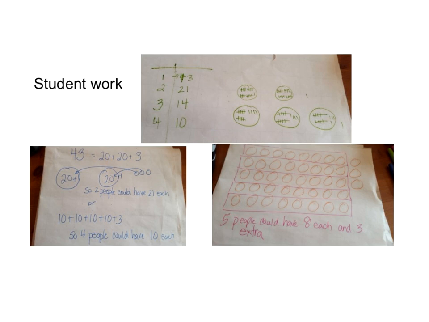What's happening as you add more people? So the samples I have is, just like we did here, 5 people could have 8 each, and there's 3 extra. We have 2 people could have 21 each, and I think we had that example. Or 4 people could have 10. And then the student at the top actually went to a T-chart.